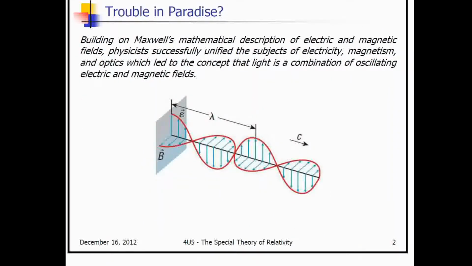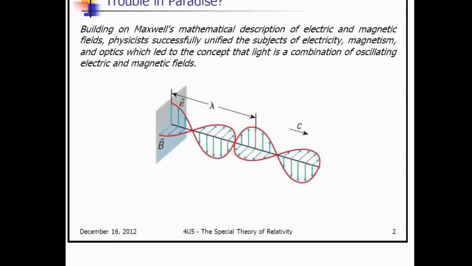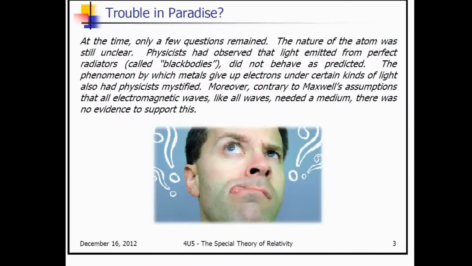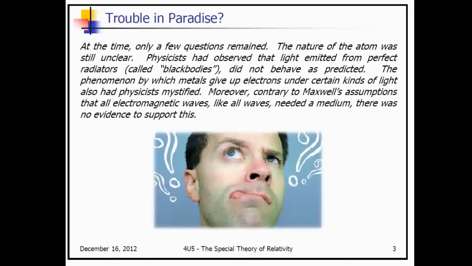So I guess this slide just goes on a little bit to explain the idea that electricity and magnetism are related. So they knew about how light propagates through a vacuum as well. So now it says, at this time only a few questions remained. The nature of the atom was still unclear. Physicists had observed that light emitted from perfect radiators called black bodies did not behave as predicted. The phenomena by which metals gave up electrons under certain kinds of light also had physicists mystified. Moreover, contrary to Maxwell's assumptions that all electromagnetic waves, like all waves, needed a medium, there was no evidence to support this.